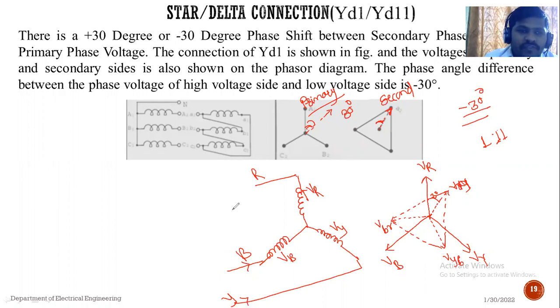OK, so this is the phasor diagram and connection diagram. See the connection diagram given here. See the three windings, R phase, Y phase and B phase, which are connected in star.